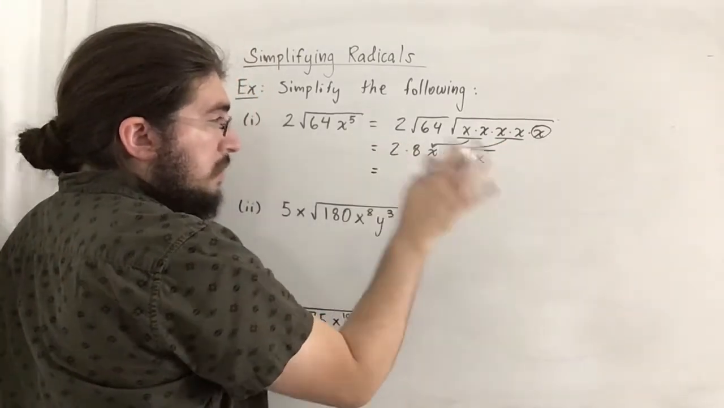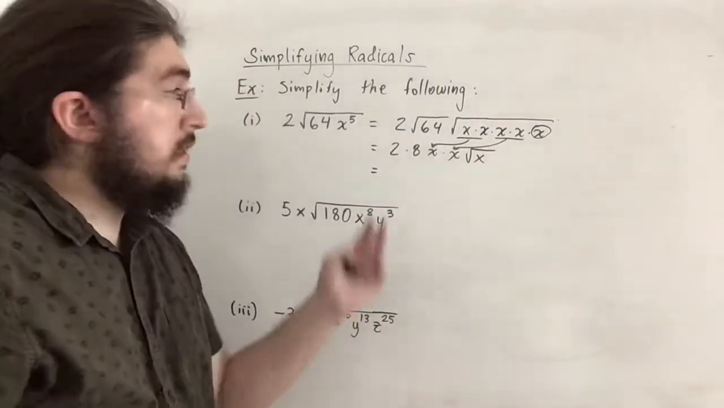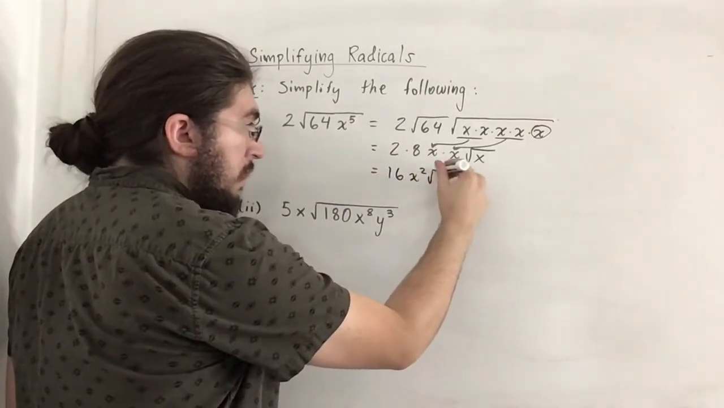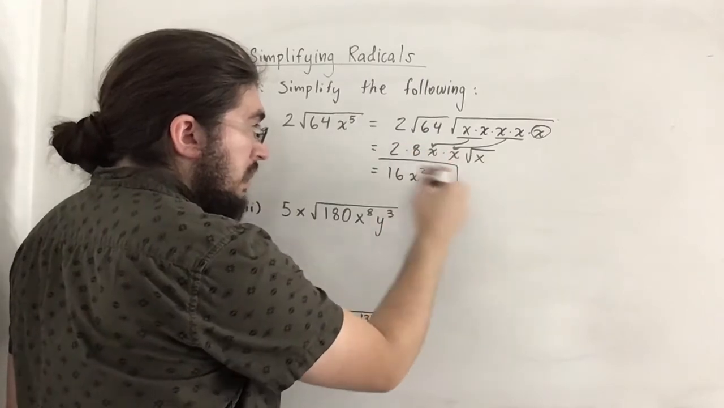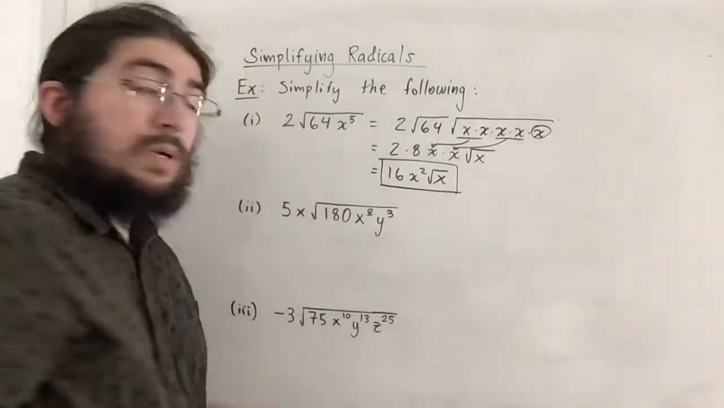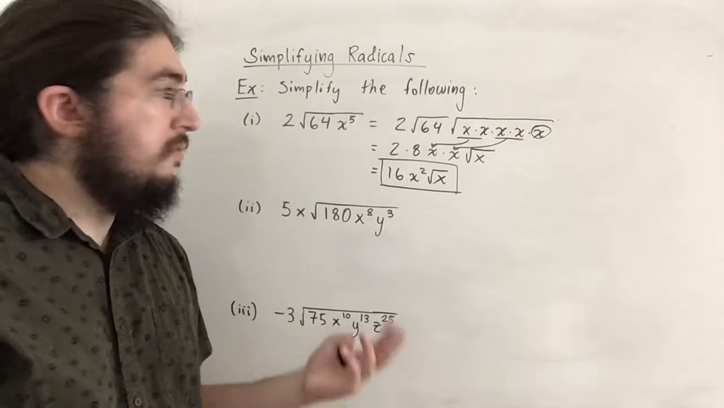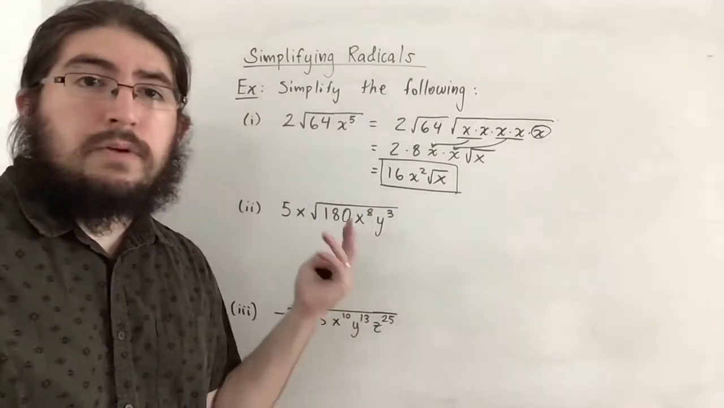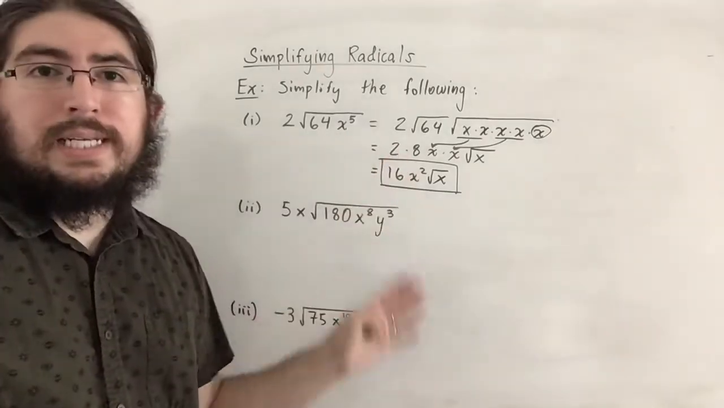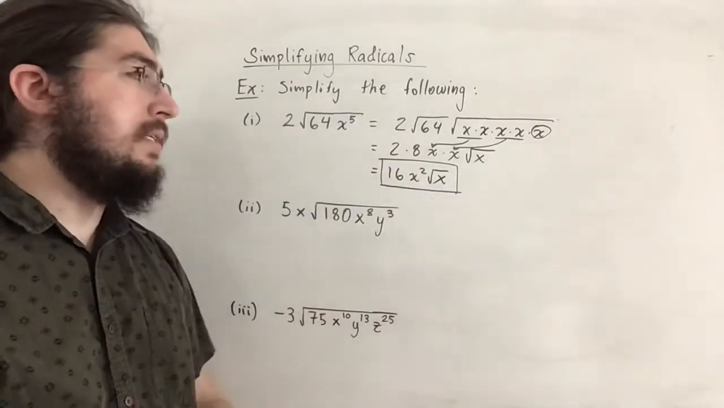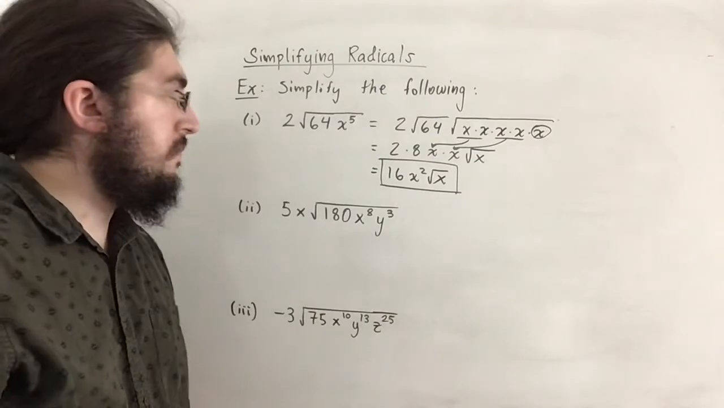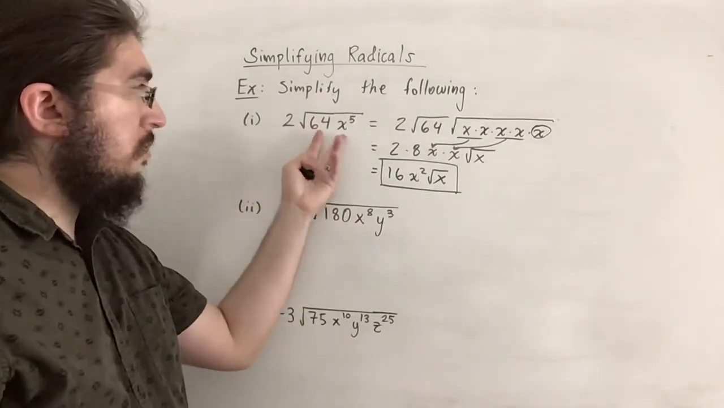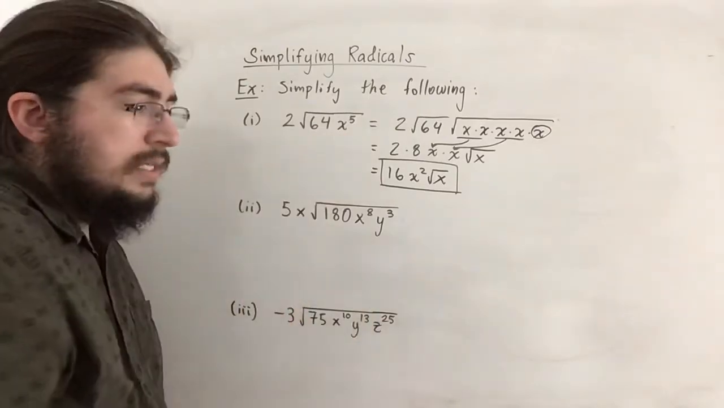Now, at this point, all we need to do really is just combine things. 2 times 8 is going to be 16, x times x is x squared, and then we have radical x. This is completely simplified now, and we know this because what's inside of the radical can't be simplified further because we can't factor it. Of course, you may ask, well, what if x is 16? Then you can break it. But the fact that we don't know what x is and there's no obvious power on x, we can't proceed any further.